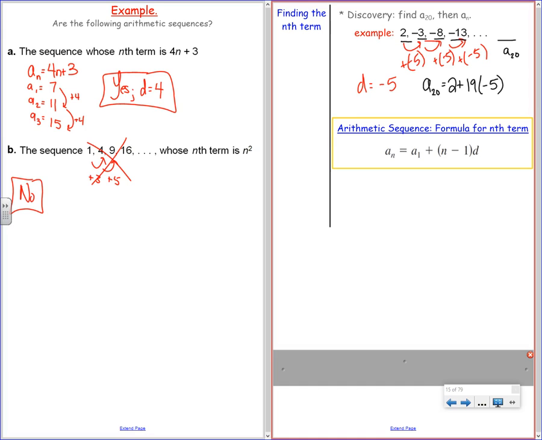The operation is multiplication, because when you add and add and add and add and add, you can just say that you're multiplying by factors of the common difference.